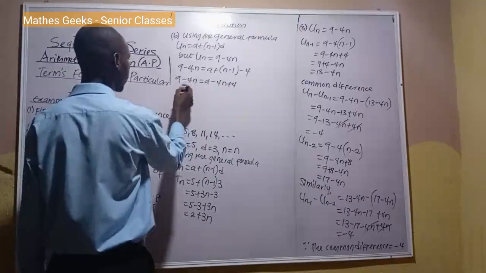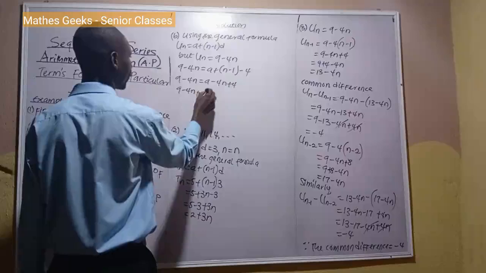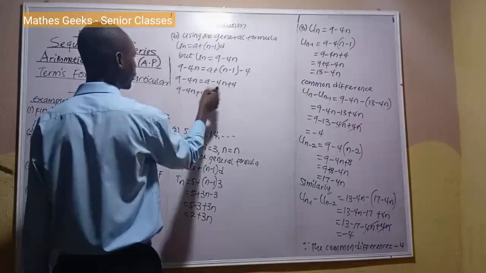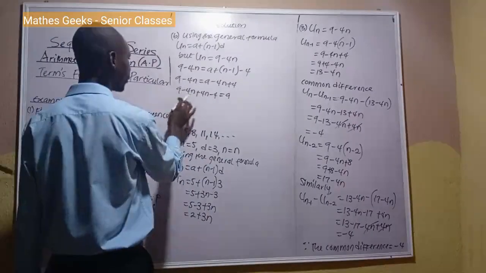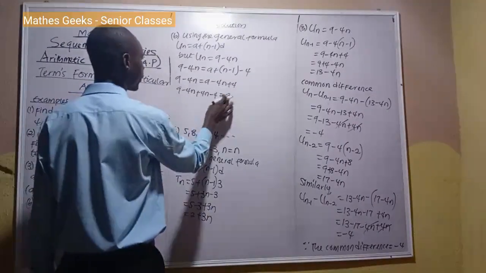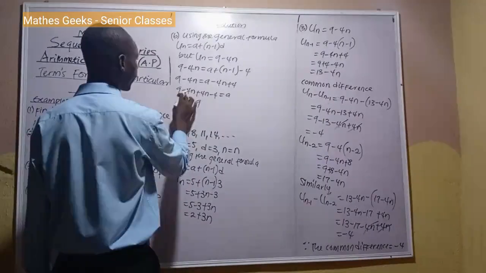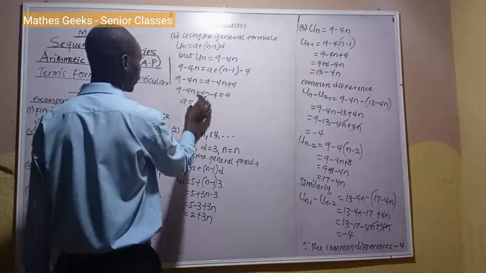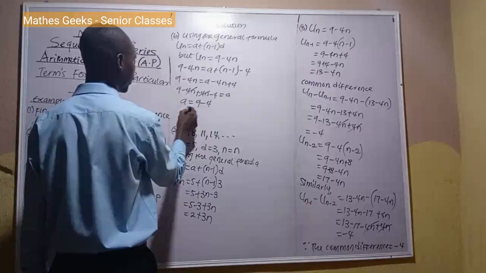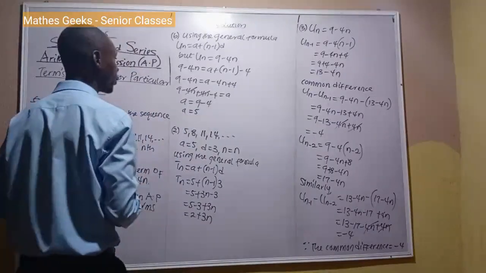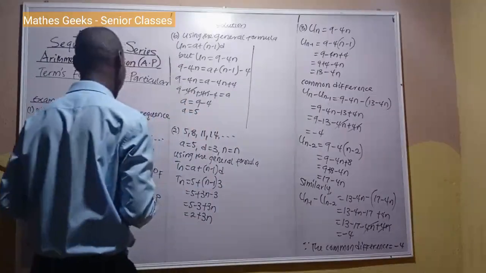Now this will give us 9 minus 4n. Bring your n to this side, this is plus 4n, and then minus 4. We're going to have a. So a, which is our first term, is equal to 9 minus 4n plus 4n will cancel. So 9 minus 4 is equal to 5. So the first term is 5.